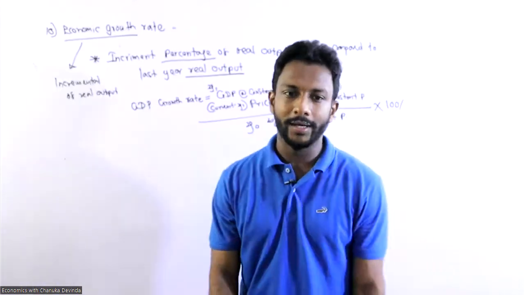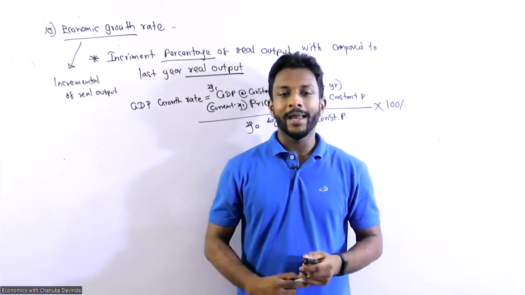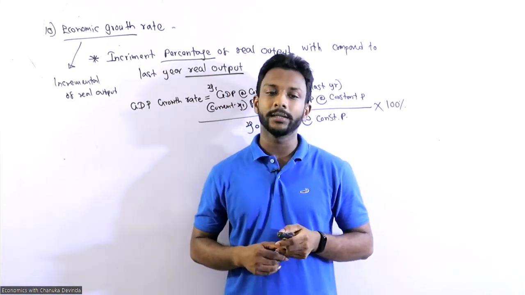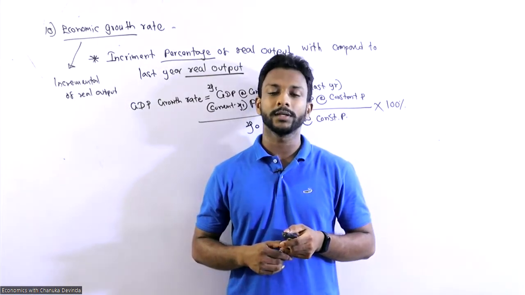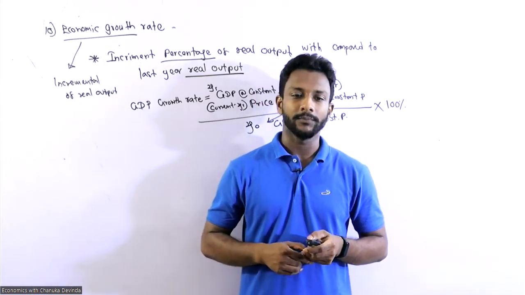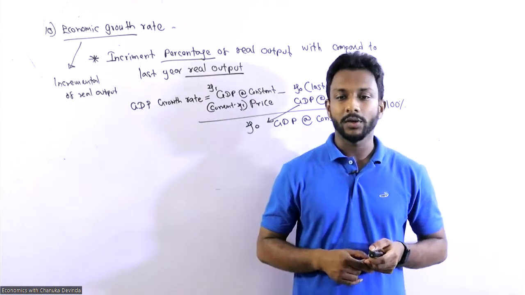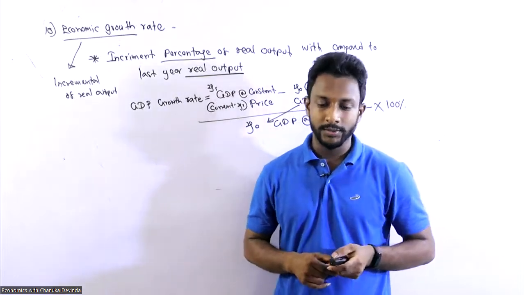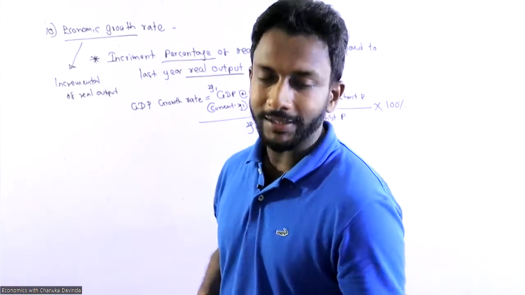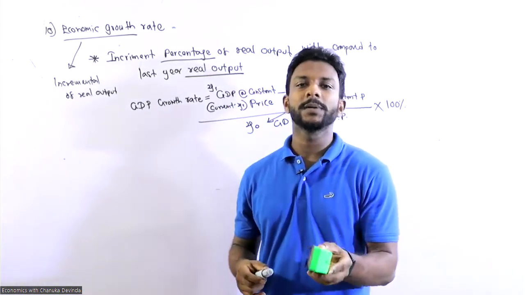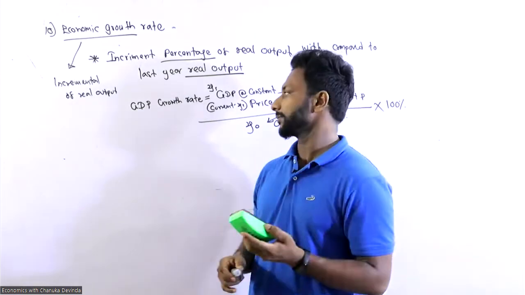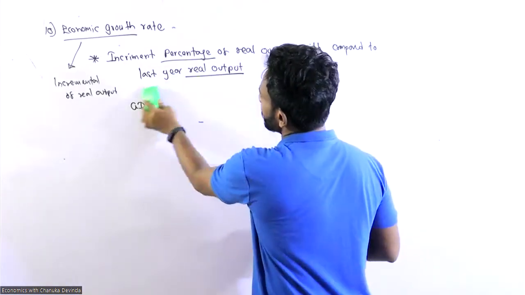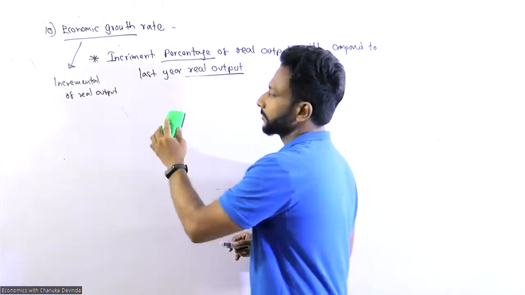Right, next question number 11. Explain how per capita income is calculated as a measure of living standard of the people of a country. Per capita GDP, what is it? Average GDP per person. That's easy. So we have to just divide the GDP by population.